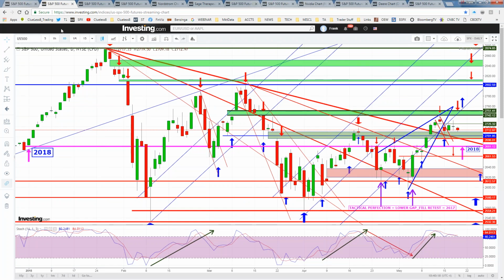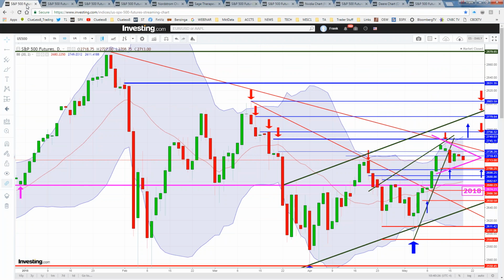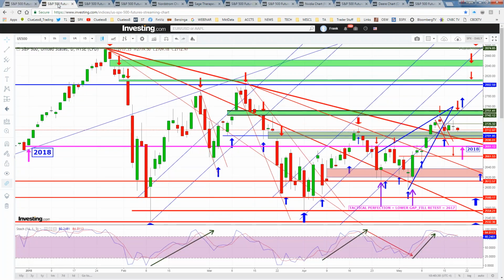Interesting, huh? I'm going to show you this again. There you go. Same chart. There's your SPX. Same chart, but look how different it looks, because it's more structured. Now, the S&P 500 is looking like this.